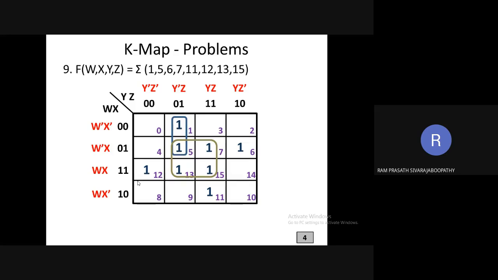Then 12, 13. Okay, then 15, 11. Then 7, 1. Okay. Can you type it in the chat? Whether any one of the groups I can remove from this?